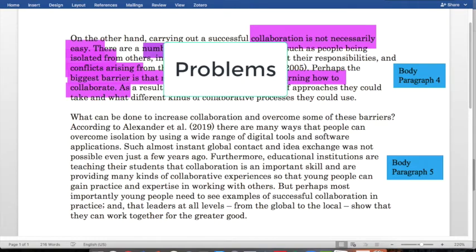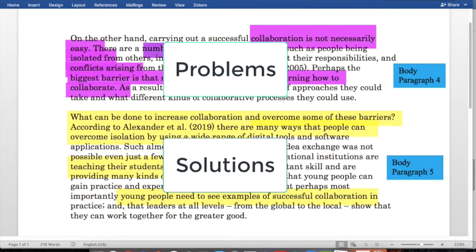And the next paragraph, 5, is trying to solve those problems with some suggestions. So what can be done to increase collaboration and overcome some of these barriers? So these are a list of solutions. There are many ways people can overcome isolation by using digital tools. Educational institutions can teach their students. Most importantly, young people need to see examples of successful collaboration. So here we have two paragraphs. 4 is a set of problems and 5 is a set of solutions that are embedded in a wider academic report.